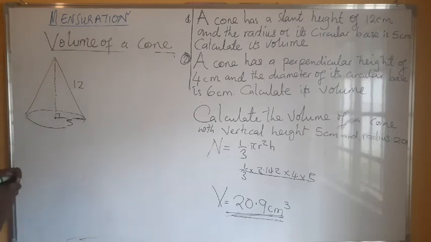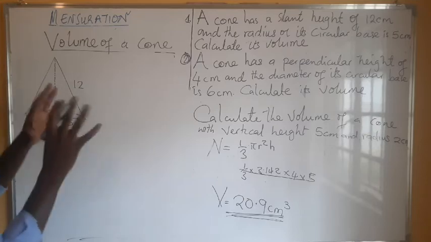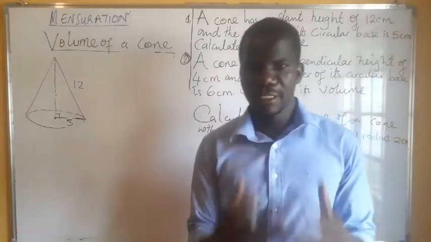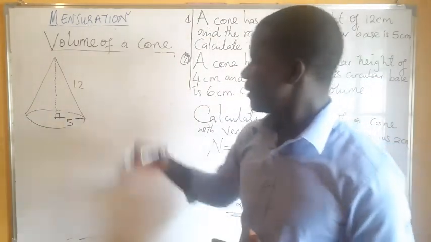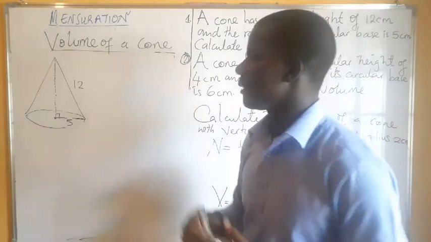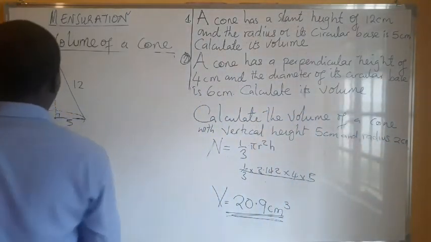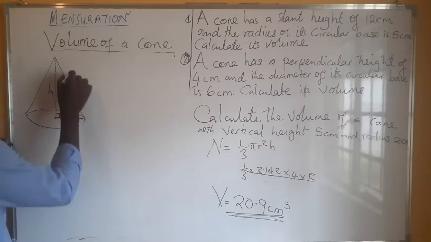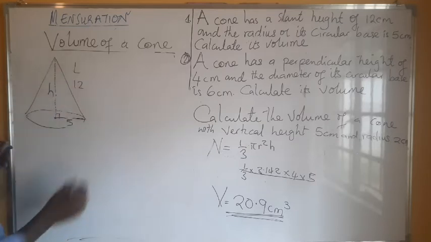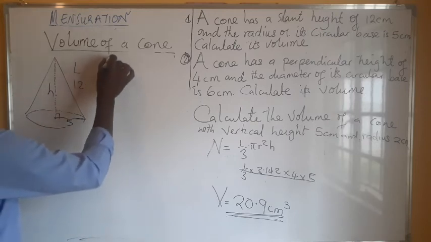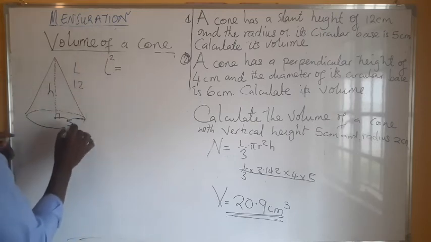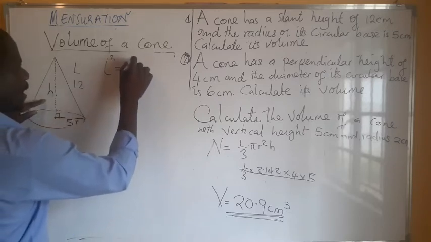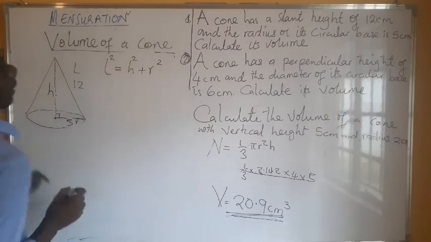Now, I told you that what we need in this formula when we are dealing with volume is the perpendicular height, or the vertical height. So we need to use this slant height to assist us to get the vertical height, which is this h. So we are going to say this slant height is represented by the letter L. Going by Pythagoras theorem, if this is our h and this is our r, this is supposed to be h squared plus r squared.